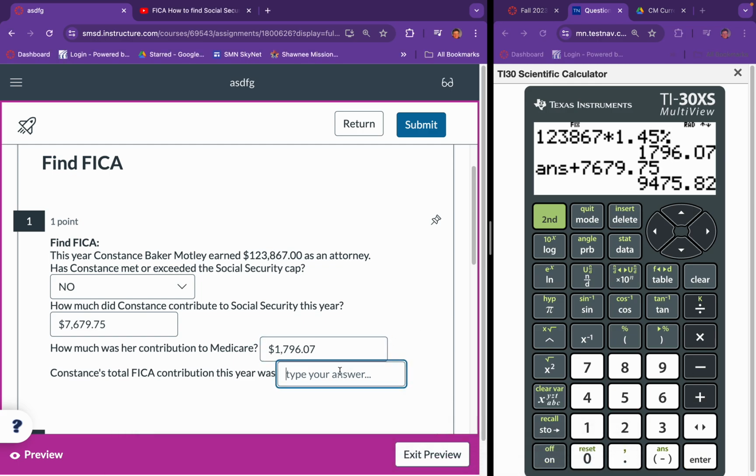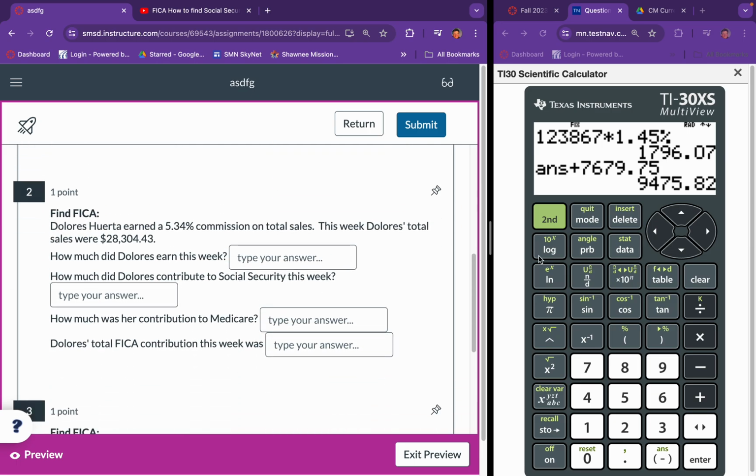And so the FICA number is $9,475.82. So out of the $123,000 that Constance earned, almost $10,000, $9,475.82 went to FICA, or to the Federal Insurance Contribution Act. Okay. All right, so let's do number 2.